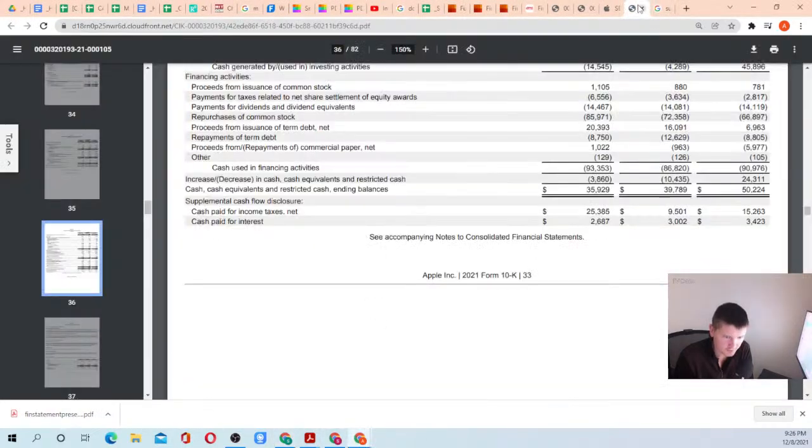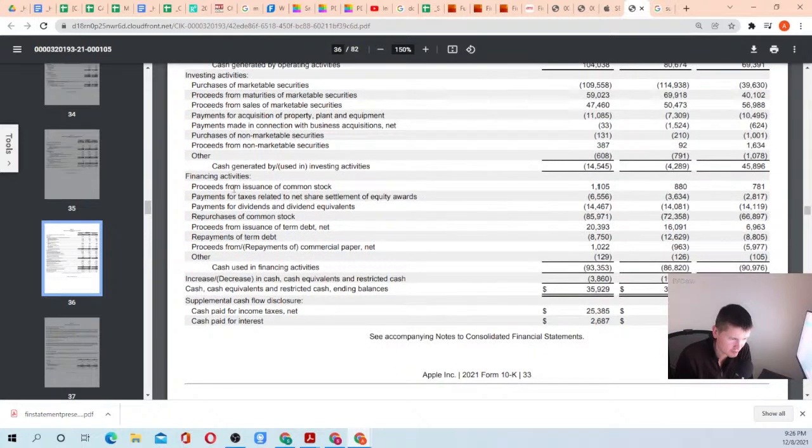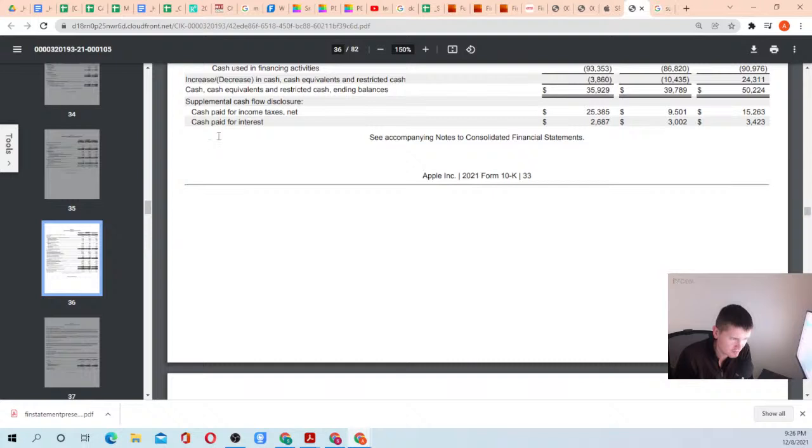Let me open Apple. Whatever we see here in investing activities and in financing activities should be actual cash movements. And if we have some non-cash investing activities or non-cash financing activities, we should disclose them all as supplemental information here.